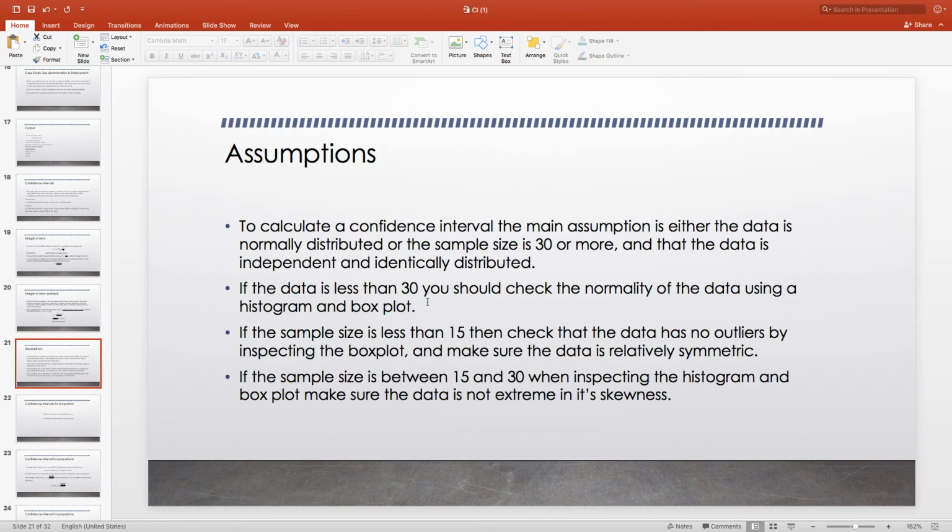If your data is less than 30, you should check the normality of the data using a histogram or box plot. Slight variation shouldn't matter that much the closer your sample size is to 30, but the further away it is from 30, the more having a skew matters. So if your sample size is less than 15, you should check that the data ideally has no outliers and that it's symmetric, and you should use a box plot to assess that. If the sample size is between 15 and 30, you should just check that the data isn't skewed too badly.